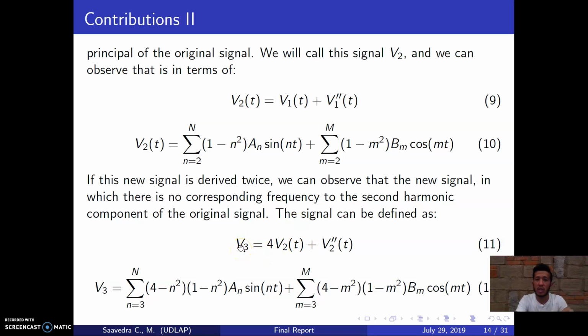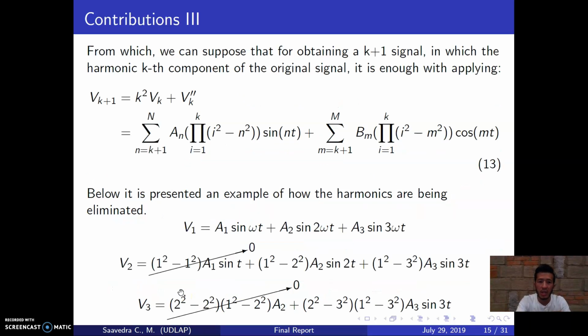We can do this again in order to obtain an equation with no component of the second harmonic. In order to obtain the k equation, we have to apply this here, and well, it is pretty easy if we see this in an example.